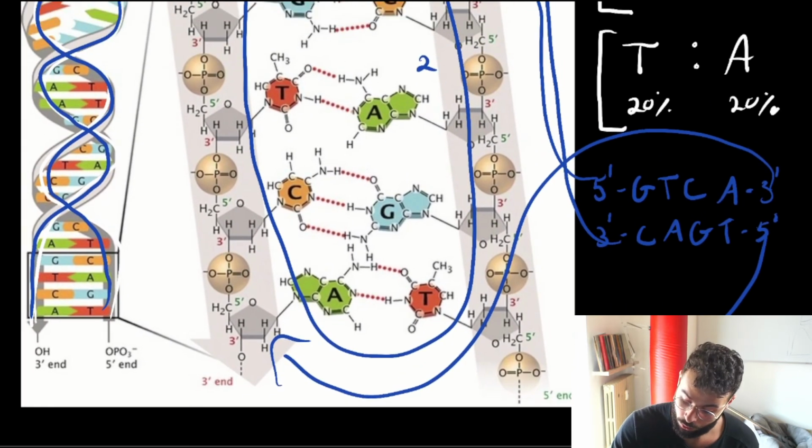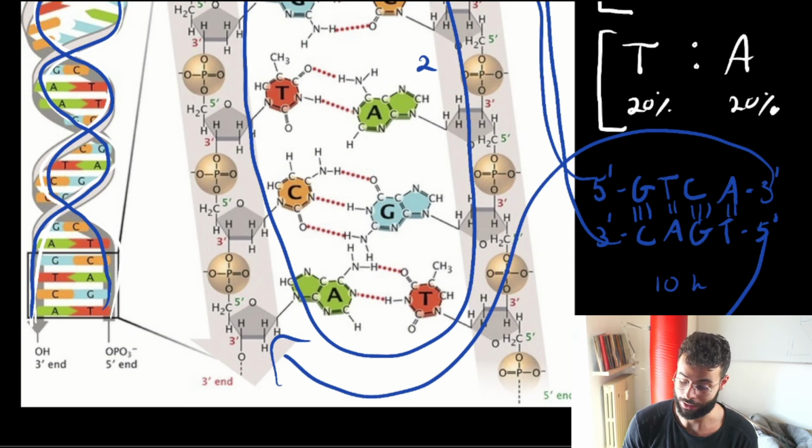The following nucleotides will form 3 hydrogen bonds between each other. This will form 2, this 3, and this 2. Overall, how many hydrogen bonds do we have here? We have 10 hydrogen bonds. And this is one of the questions that can pop up in an exam.